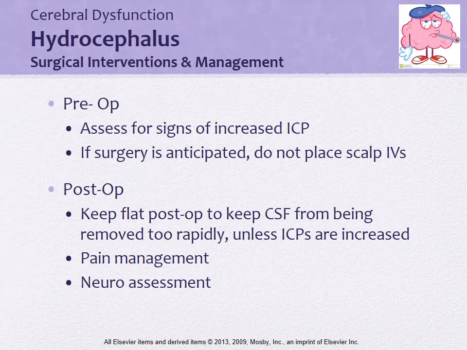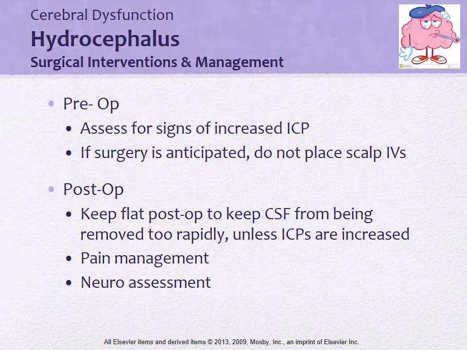As far as what you can do from a pre-op standpoint, you want to assess for signs of increased ICP, which a lot of them are going to have anyway, but if they're having further complications, you just want to make sure you are notifying the physician appropriately. If surgery is anticipated, do not place scalp IVs for the obvious reasons. They are doing a brain procedure, so you do not want a scalp IV in that place. You want them in other areas. Also, post-op, you want to keep them flat to keep the CSF from being removed too rapidly.